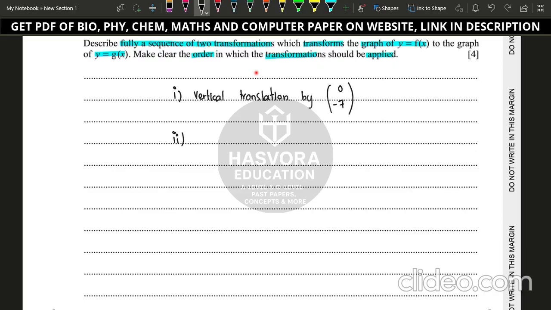And the second one is stretch in y direction by the scale factor of 2. And you should remember that in the horizontal stretch we have the reciprocal of the scale factor, and in the y direction we have the same as we look for.